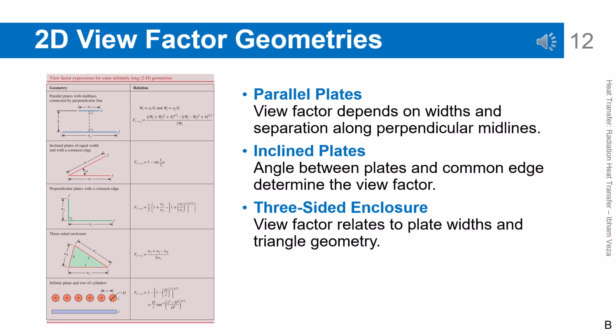2D view factor geometries. Two-dimensional geometries allow simplification of view factor calculations for several engineering cases. For parallel plates, the widths and the separation along the perpendicular midline are the main parameters. For inclined plates, the angle between the plates and the common edge determines the radiation interaction. For three-sided enclosures, triangle geometry and plate widths control the radiation distribution. This approach is widely used for infinitely long systems or two-dimensional approximations.